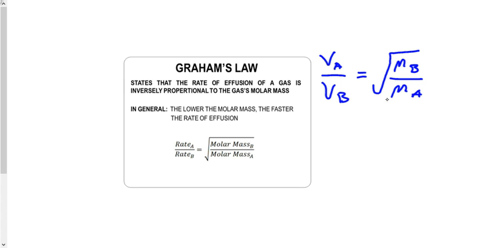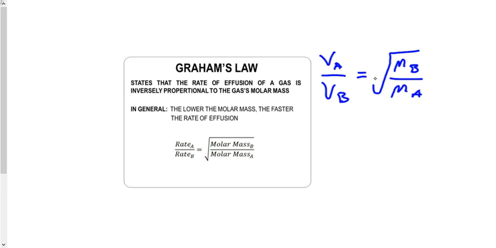So what's Graham's law? Graham's law states that the rate of effusion of a gas is inversely proportional to the square root of the gas molar mass. Now, effusion is like the rate of gas escaping from somewhere. His equation is rate A to rate B equals the square root of molar mass B over molar mass A. I want to convert this equation to something a little more useful to us. I want to say the velocity of gas A is to the velocity of gas B as the square root of mass B over mass A.